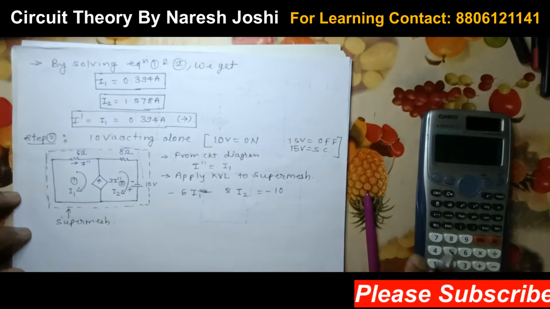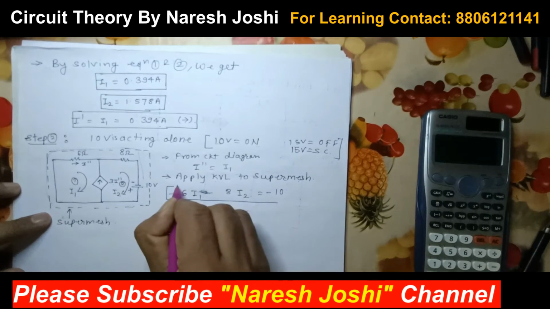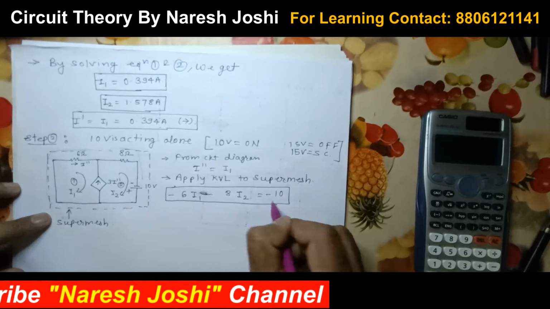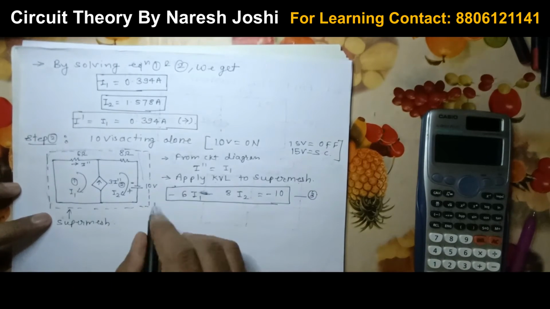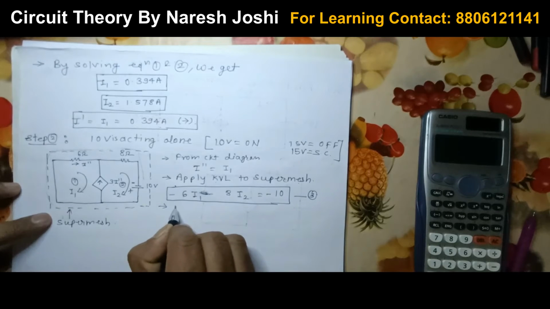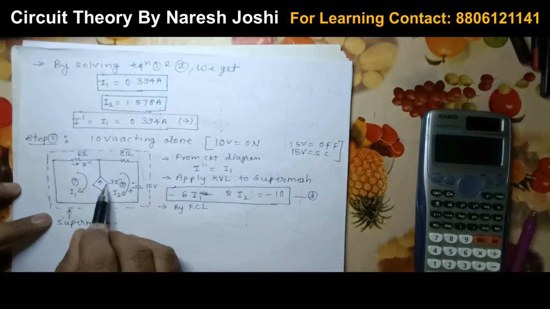So this is our equation number 3, okay. Now next, whenever we apply the super mesh, immediately we have to apply, or we can write by KCL, okay. So this KCL for this current source.